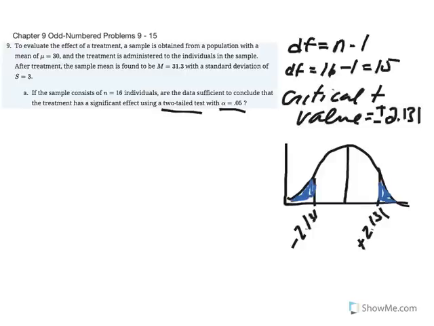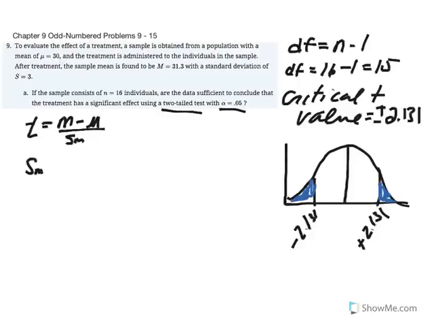Okay, to determine that, we're going to continue with this problem. Ultimately, what we need to do is solve for t. I'm just going to write our t equation and we'll come back to it. So t is equal to our mean difference, our sample mean minus mu, divided by the estimated standard error. We don't have the estimated standard error, so let's go ahead and calculate that.